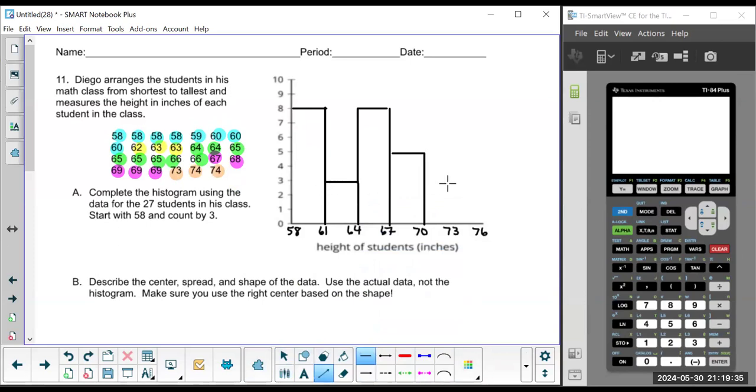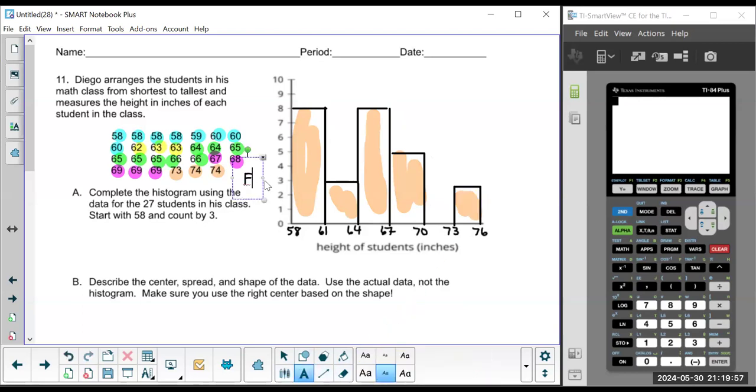I'm going to follow it over here, and it's going to be 3. Over here, there we go. And then don't forget to shade it in. Everything else is already filled in for you, like the labels and stuff, except for the label on the left-hand side, the y-axis, and that would be frequency. Frequency. All right, so that's our histogram.